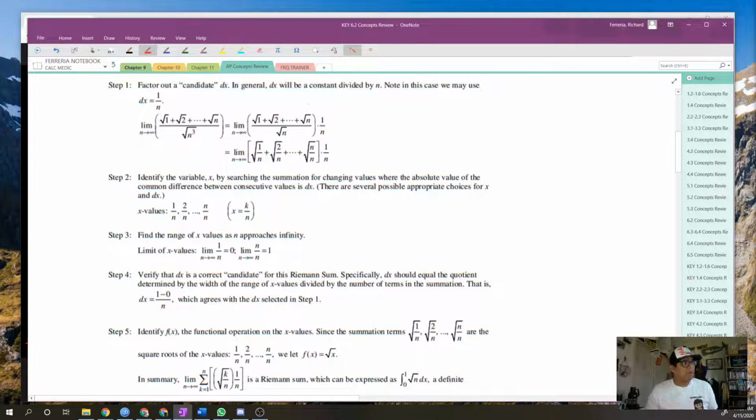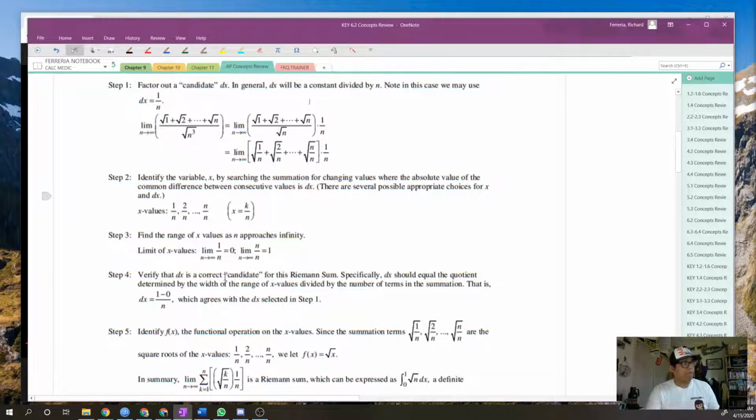The next part is to find the range of x values as n approaches infinity. So we're going to take this first term, 1 over n, and find the limit as n approaches infinity, and you notice that 1 over n goes to 0. The next thing is to find the upper limit. You take this upper bound, n over n, and see what happens as n goes to infinity. n over n will just go to 1. That's our upper bound. Now we know our integral is going to go from 0 to 1.